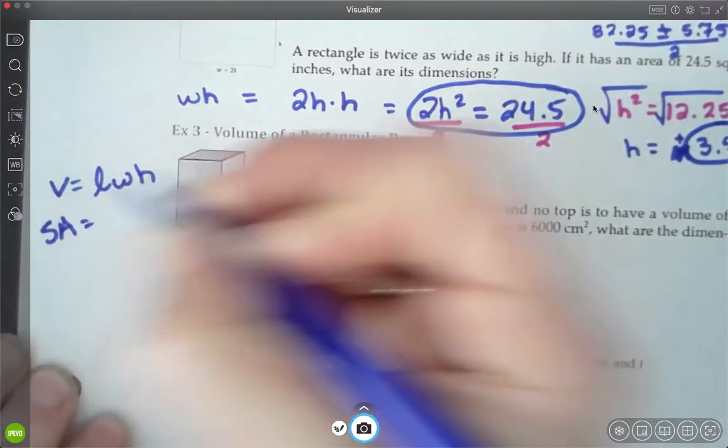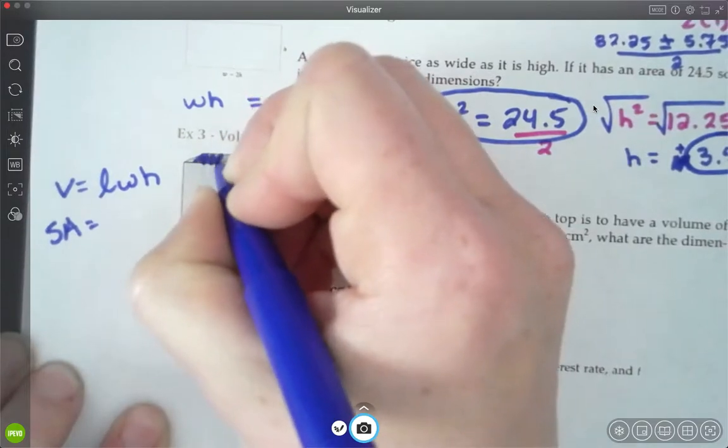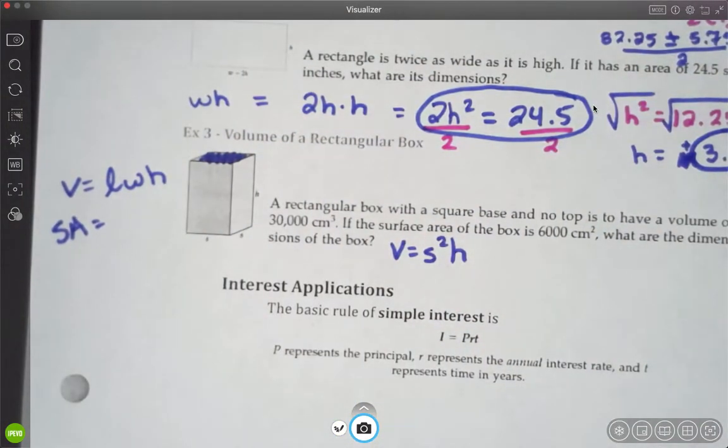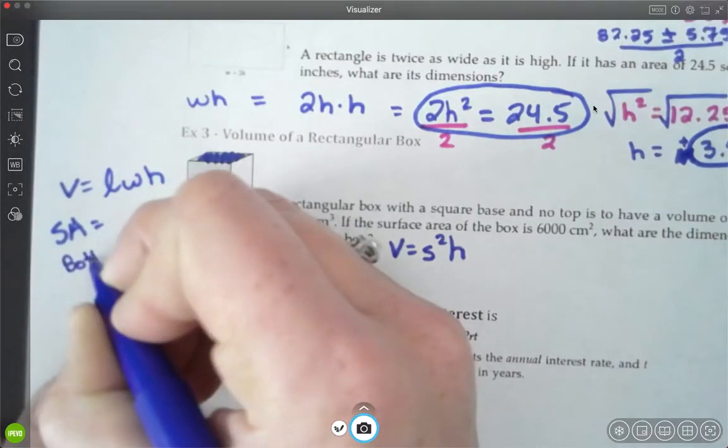We want to label all of the surfaces. This guy on the top is open. So, how many surfaces does this guy have? 6, minus the top, 5 without the top. Let's talk about the bottom surface. What's the area of the bottom? The bottom is S squared.